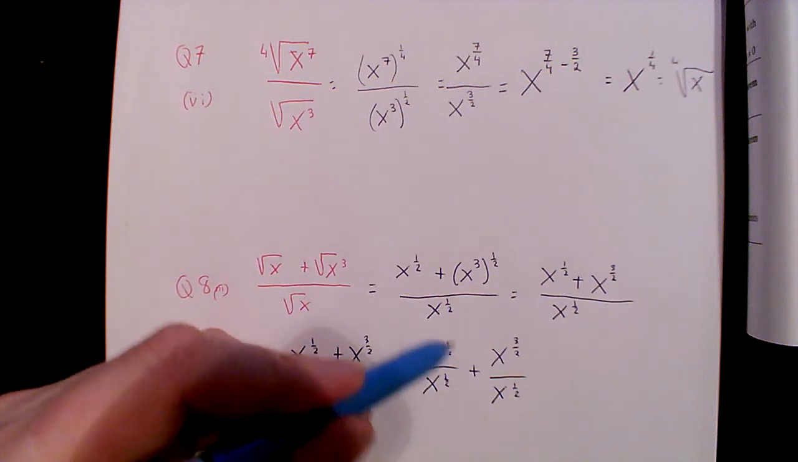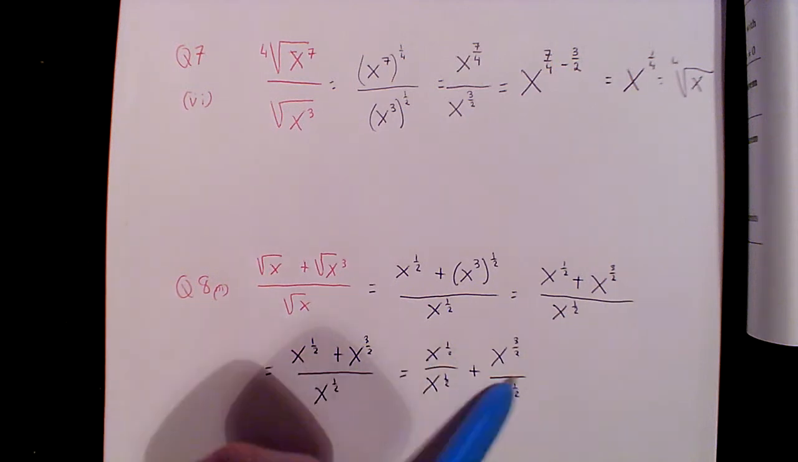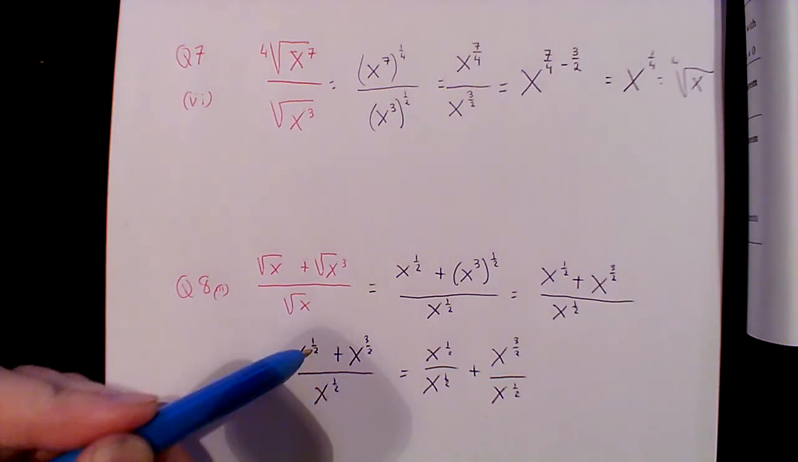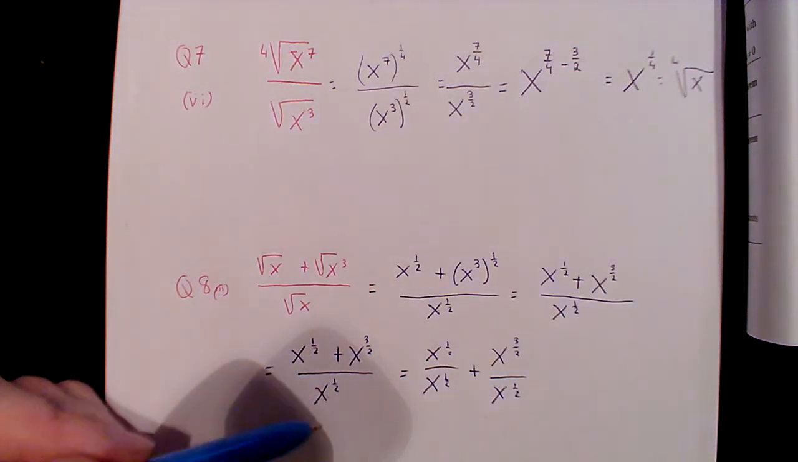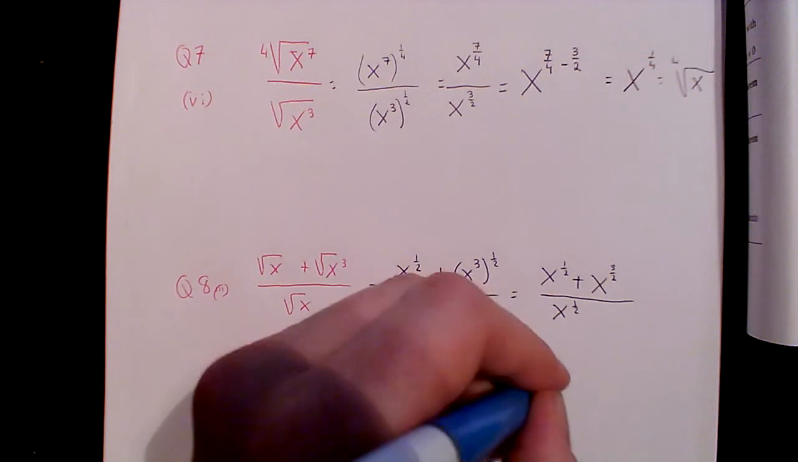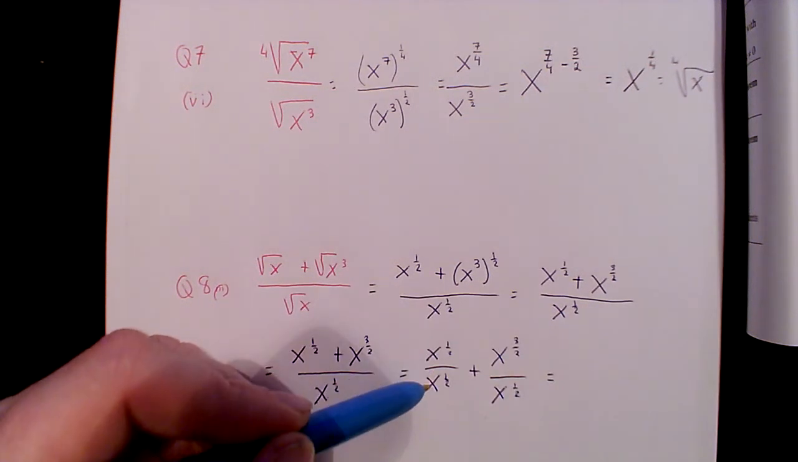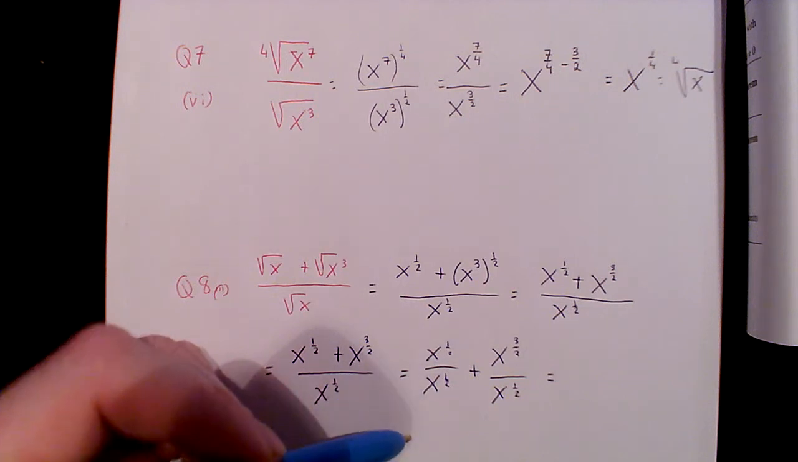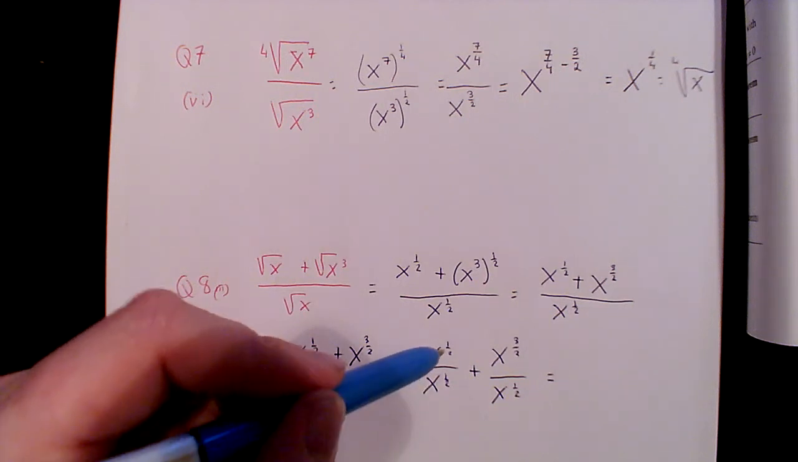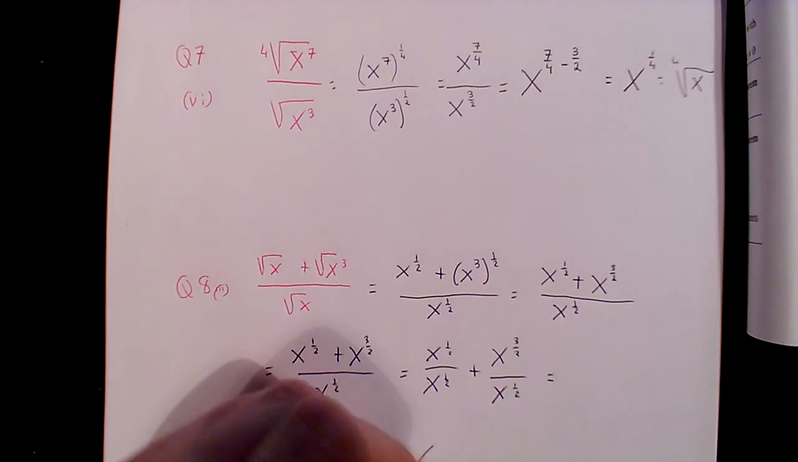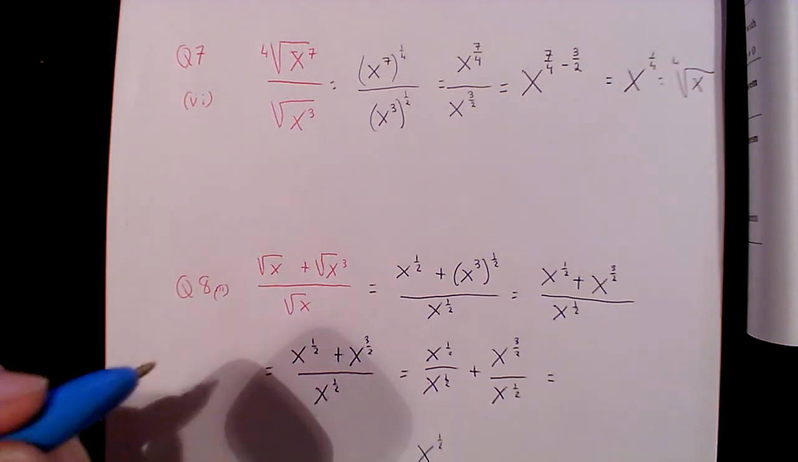So let's take this bit first. Now again, you don't have to do that. I could just divide that into that and that into that. When I say divide, I mean take away the powers. That's how we divide in indices. So I'll do it here: x to the power of a half divided by x to the power of a half. Now don't do this. Don't cancel them out. You can't do that with indices.